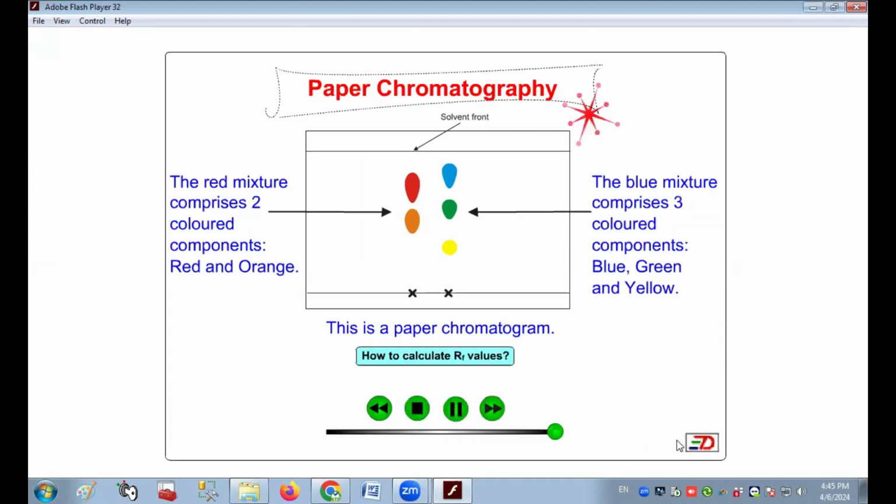So this is how we perform paper chromatography. We use paper chromatography even for amino acids. But as amino acids are colorless substances, we have to spray them after the separation, using a substance which makes them visible. That substance is called a locating agent. That's all for today.